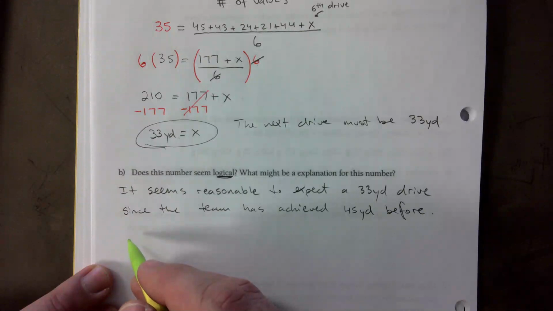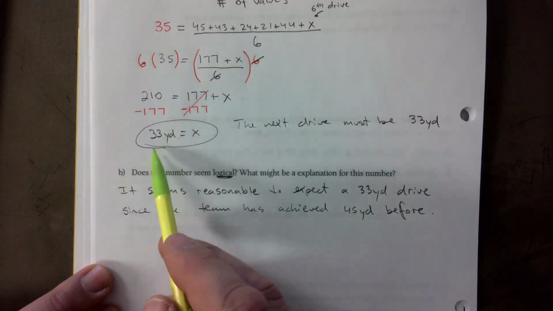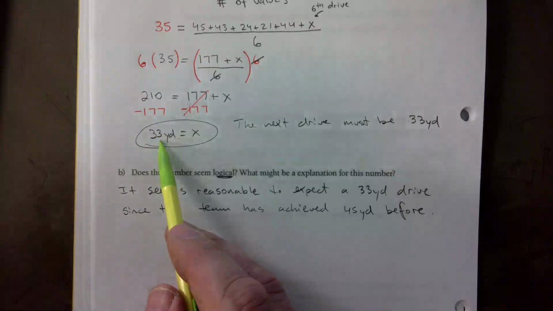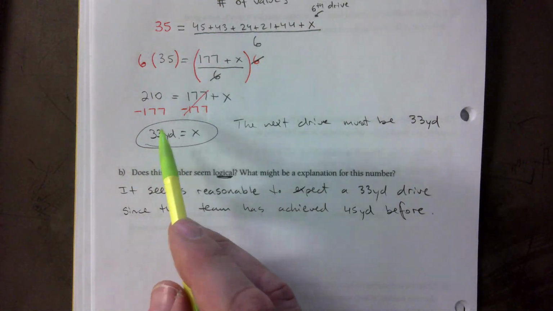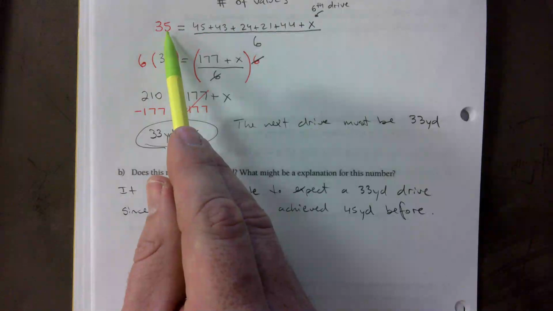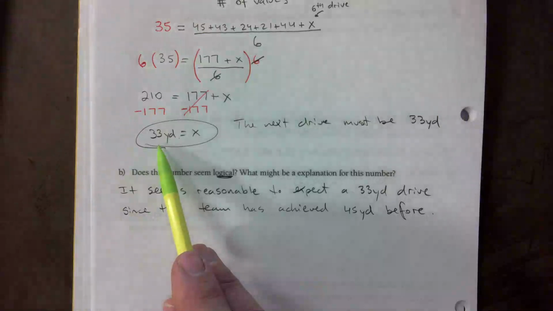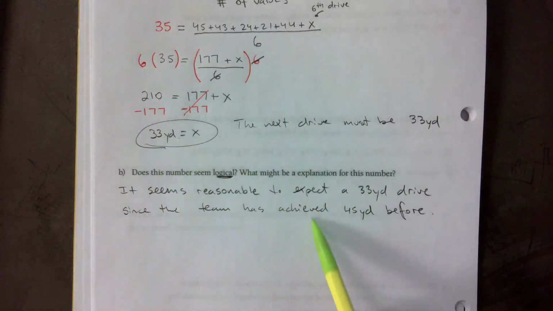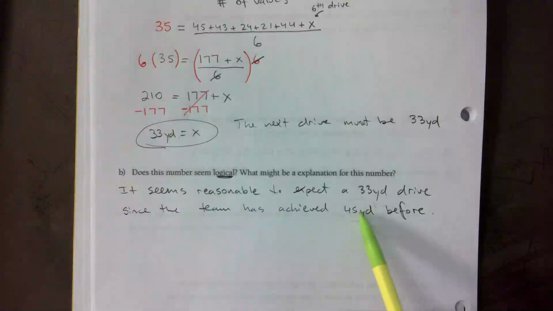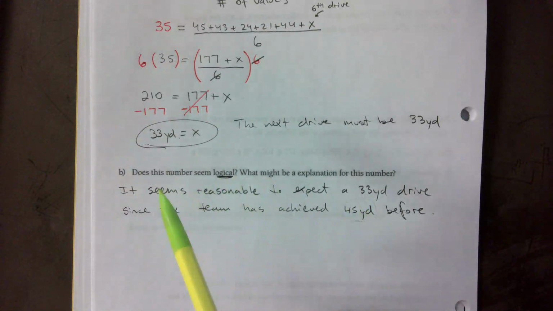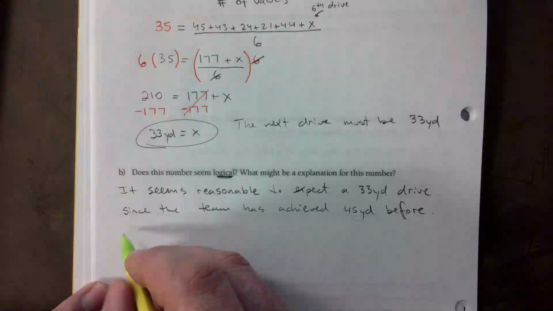And I think what this question is also saying is, wait a minute, what's the average that this coach wants? 35, correct? But the next drive is lower than 35. Why is that? It is because of the high yardage that they've done before. That's why it is okay to have that. So I'm going to mention that part.